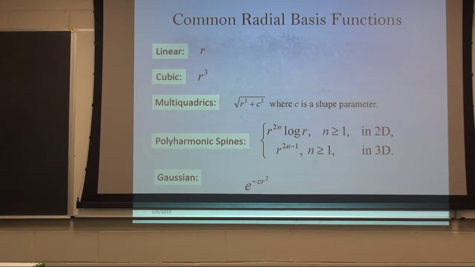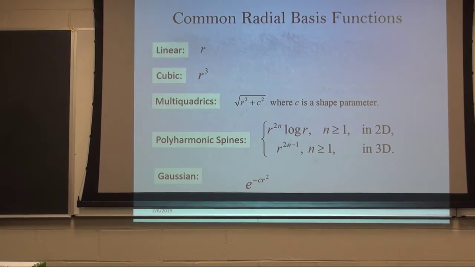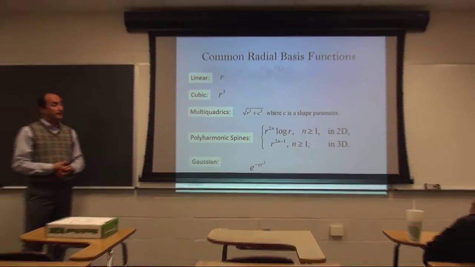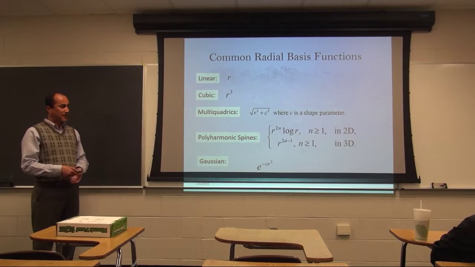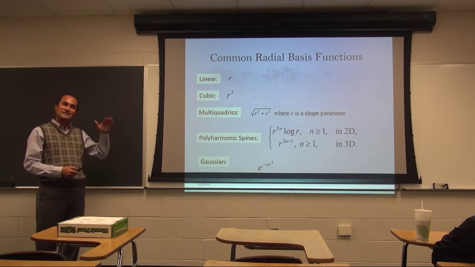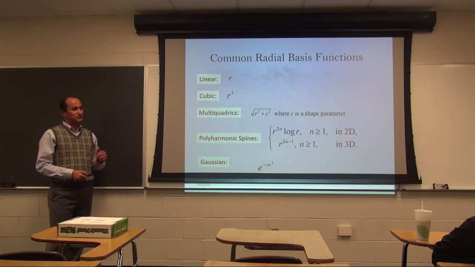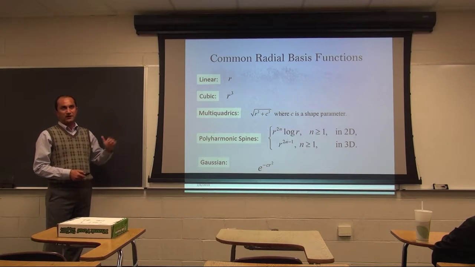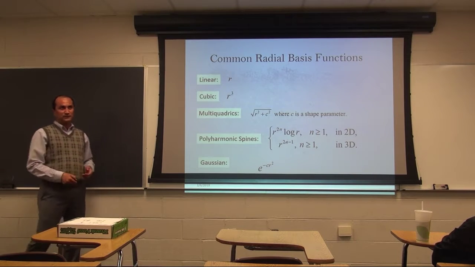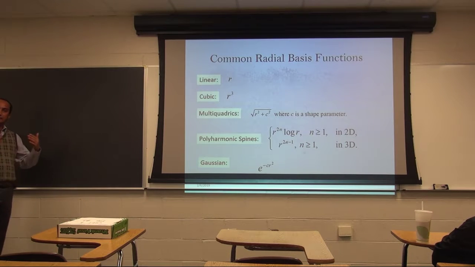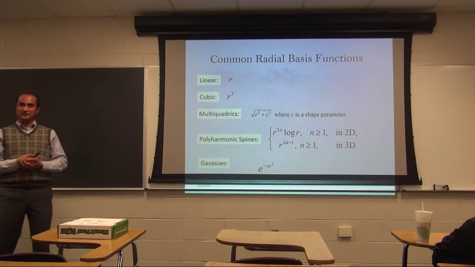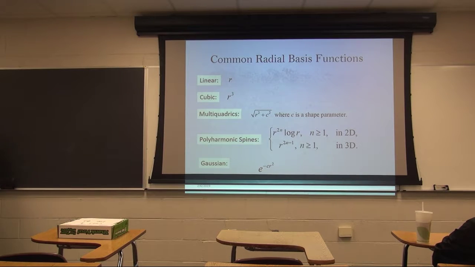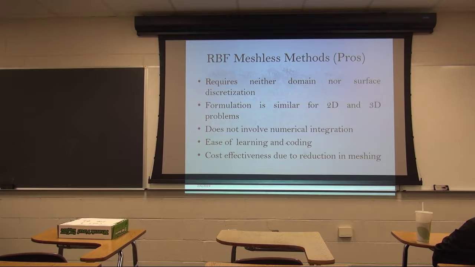Here are linear, cubic, and multiquadric, which I think was the first radial basis function introduced. Similarly, polyharmonic splines and Gaussian. These are the different radial basis functions researchers have used so far. Of course, we have new radial basis functions as well. In the meshless method, we use all these radial basis functions to interpolate the data.